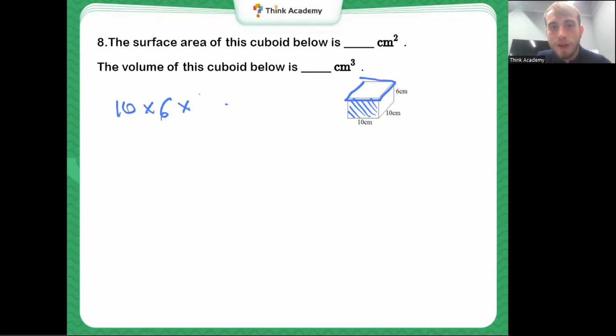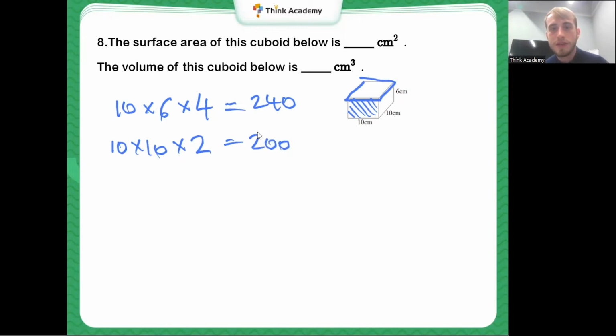So I've got 4 of those faces, and then you need to think about the top and the bottom as well, which has an area of 10 times 10. And I'm going to times by 2 because I want to count that bottom face as well. So for the surface area, we just need to add these together, which gives me 6 times 4 is 24, add the 0, 240, and then 10 times 10 times 2 has got to be 200. So add those together and we get 440 square centimeters for our surface area.